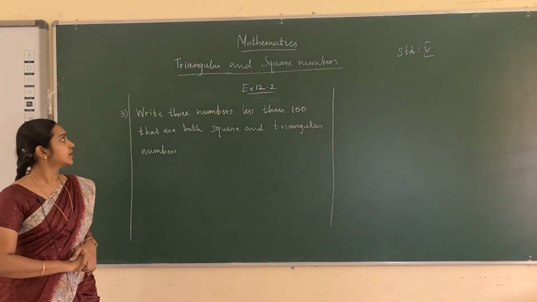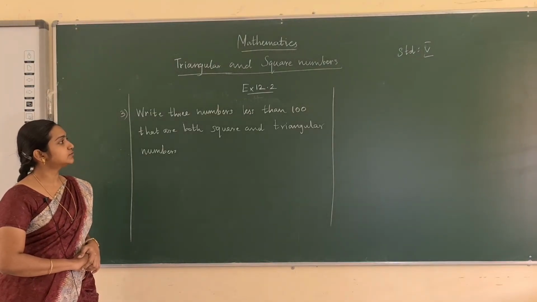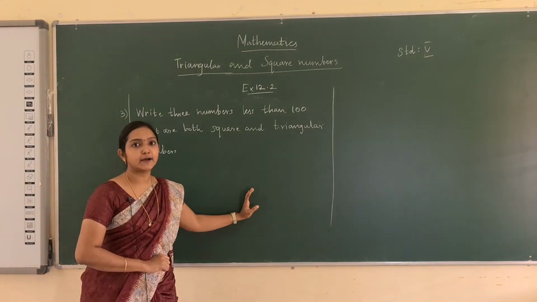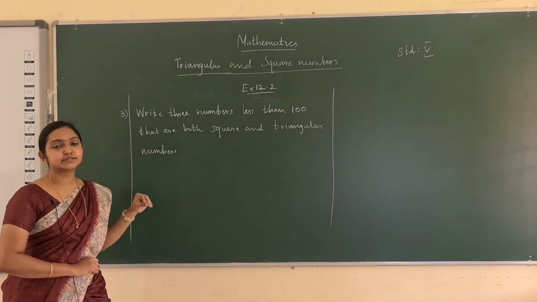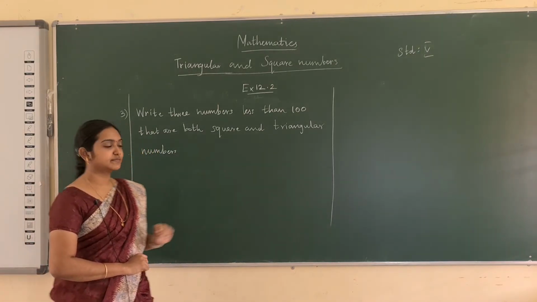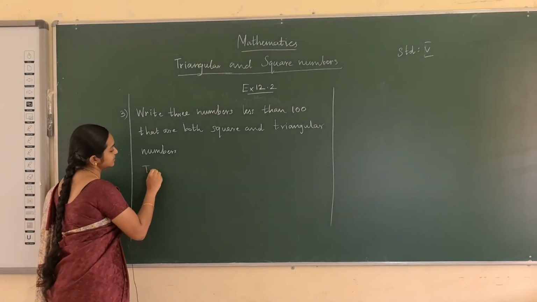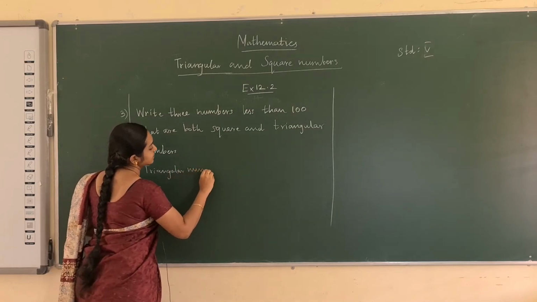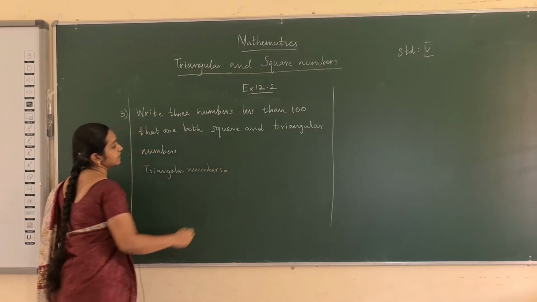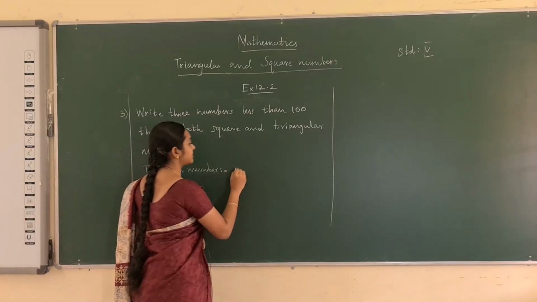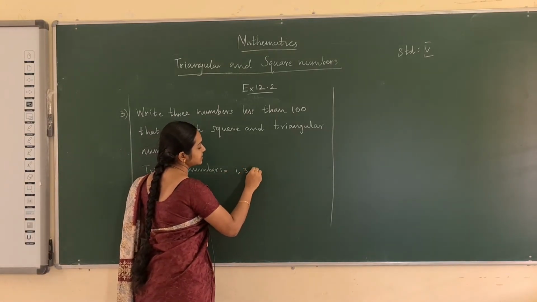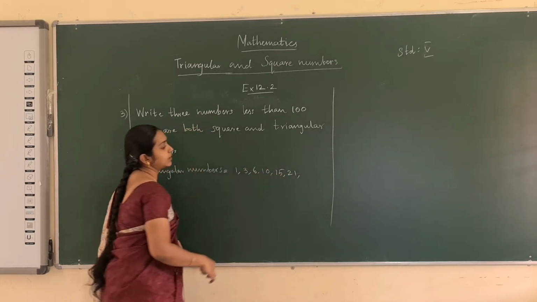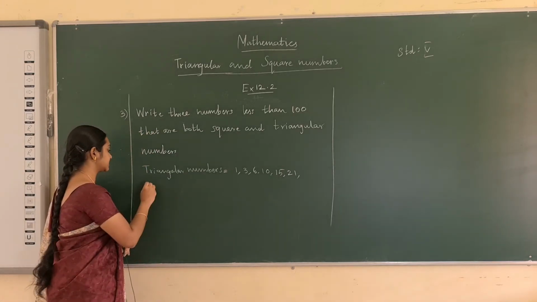The third question is, write 3 numbers less than 100 that are both square and triangular numbers. From 1 to 100 we have to look and we have to pick out the numbers that are both triangular and square numbers. First write the triangular numbers. One is a triangular number, we already know that. 1, 3, 6, 10, 15, 21, all these are triangular numbers.